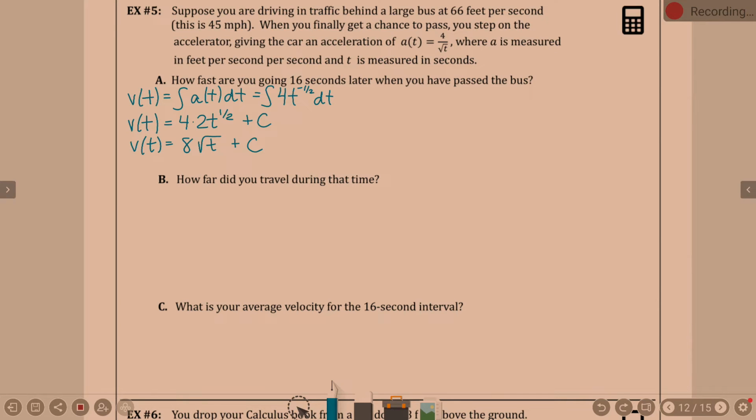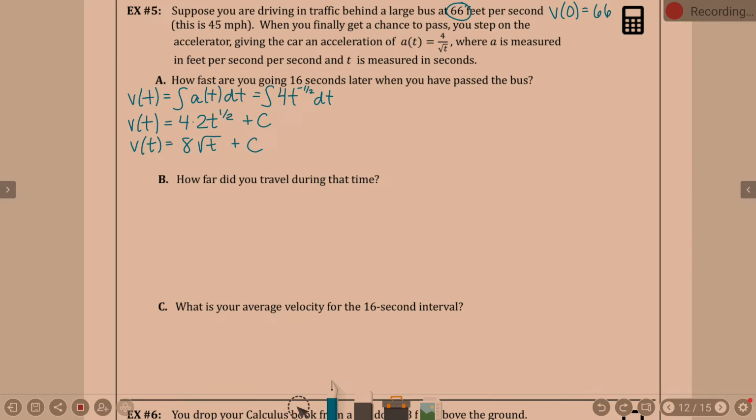Now, for the c value, what information do they tell us that we can use to find c? Start at 66. Okay, right? So we are starting at 66. Yes, and our acceleration was measured in feet per second, so we want to use the 66 feet per second. So this is the idea of saying the velocity at 0 is 66.